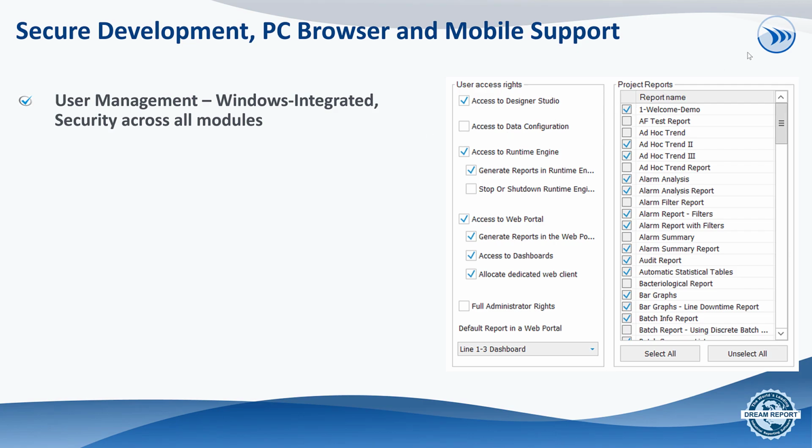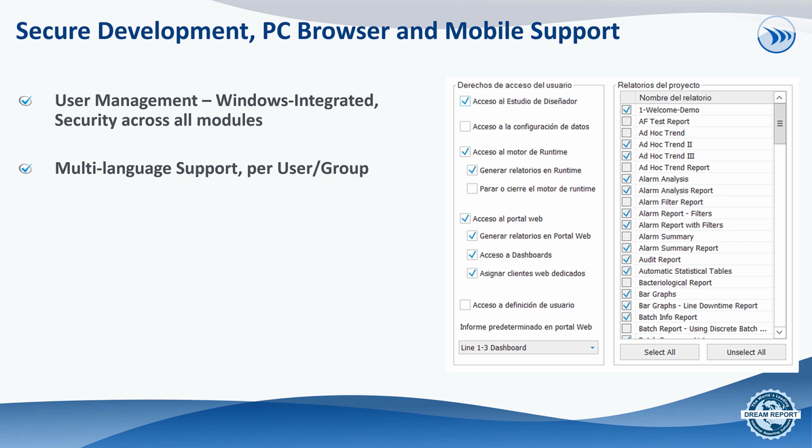With security being so important in plants these days, Dream Report has an extensive user management that addresses all of your security needs around this reporting application. We integrate with your Windows Active Directory for your user accounts, and this extends security across all the modules in Dream Report. So who can get into Studio, who can design reports but not configure communication drivers, who can get into the web portal, which reports they can get to. This can all be set up at the user or the user group level. We have multi-language support, which allows you to associate a language with a specific user. So when that user logs in, the whole environment will switch to that language.